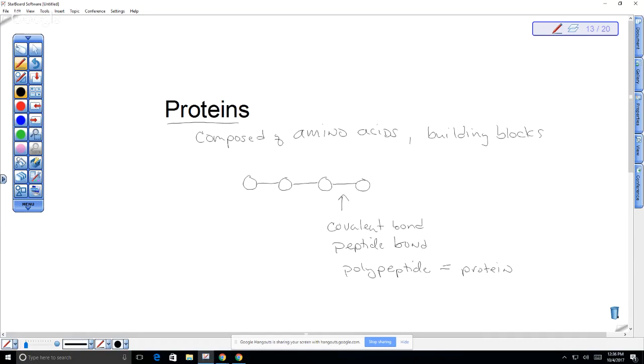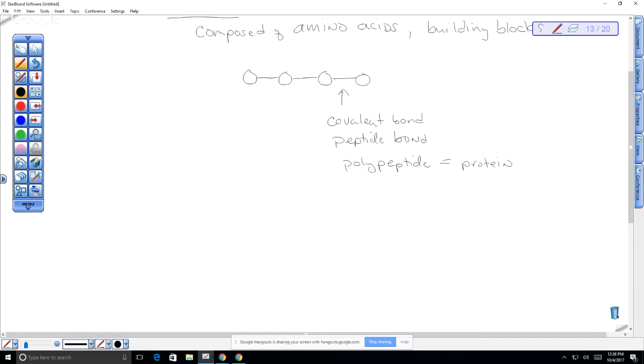So proteins come in two major forms. The first form is what is referred to as a globular protein. And the reason why it's called globular is because it's like a glob, right? So it's just like a very compact, highly folded structure. So it has a complex 3D structure.